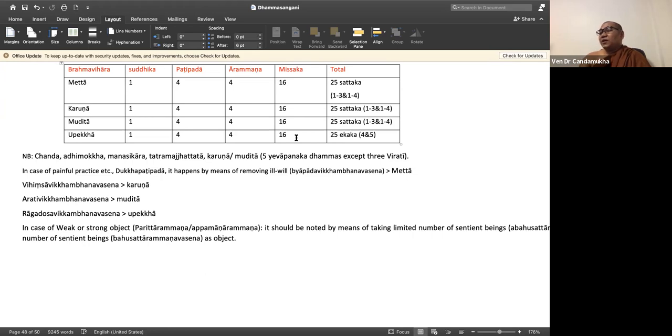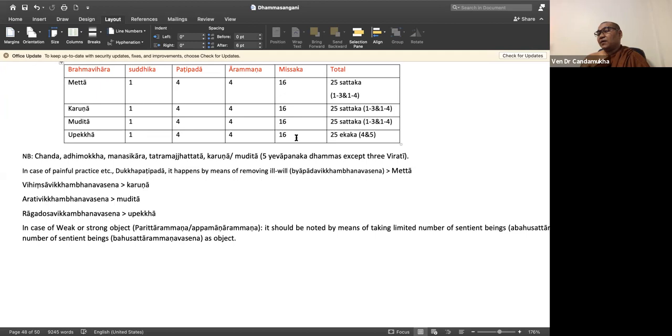So then regarding the Patipada, Dukkha Patipada, for the Metta, Karuna, Mudita, Upekkha, in the practice, what is the difficulty? What is the painful way of practice? How does the practice become painful? How does the practice become pleasant? Sukha Patipada. So regarding that point?